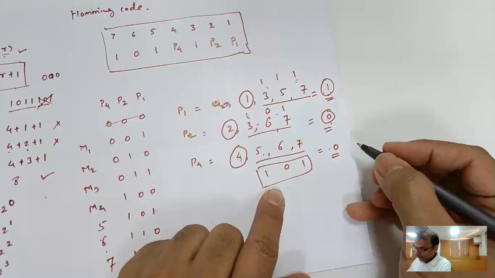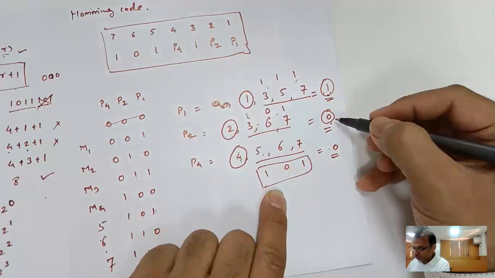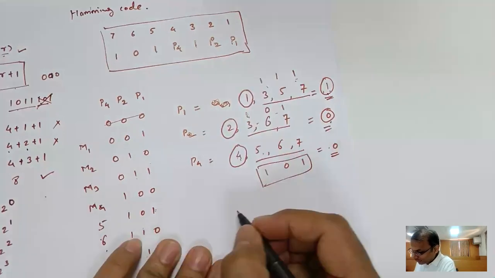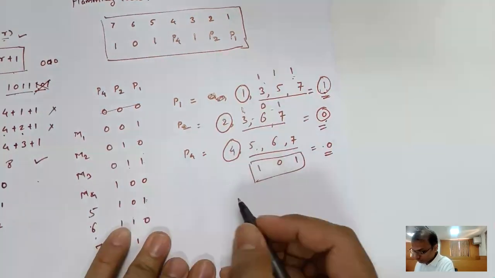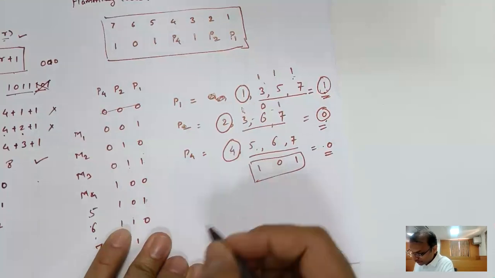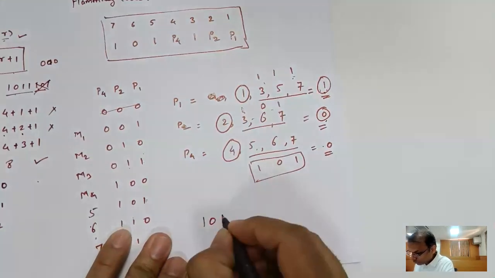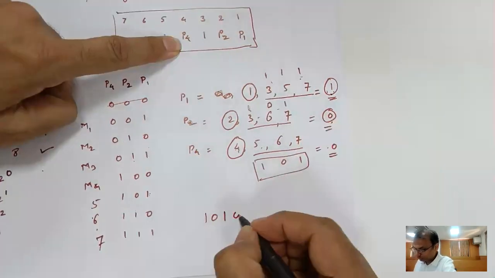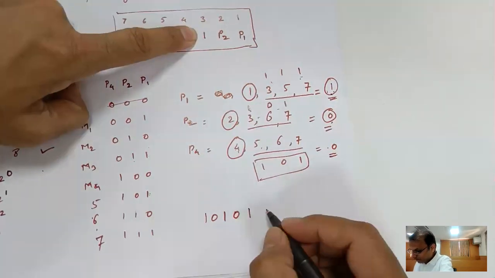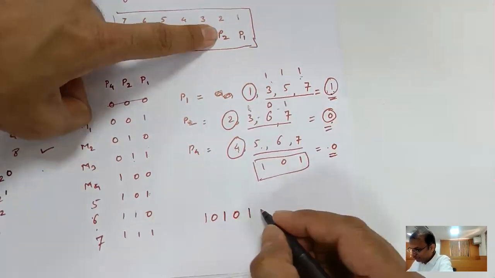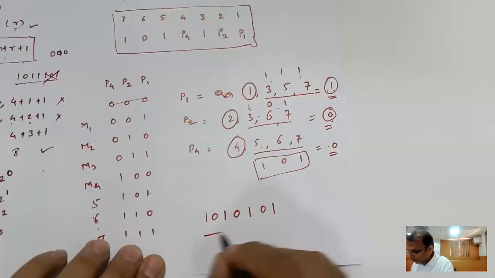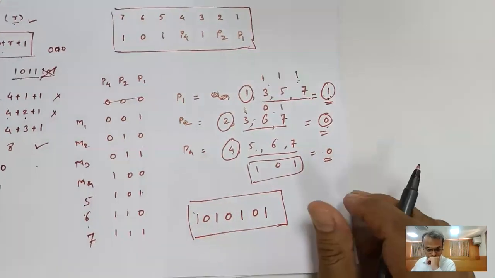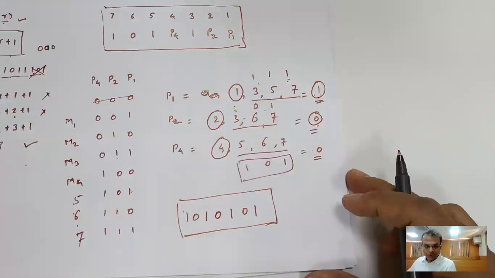Okay. So now you have got these values 1, 0, 0 of P1, P2, and P4. So the actual data which is sent by the sender to the receiver will be 1, 0, 1. Okay. P4 is what? It is 0. P3 is 1. P2 is 0. And P1 is 1. So this is the data you are going to send to the receiver. Okay. Any doubts here?